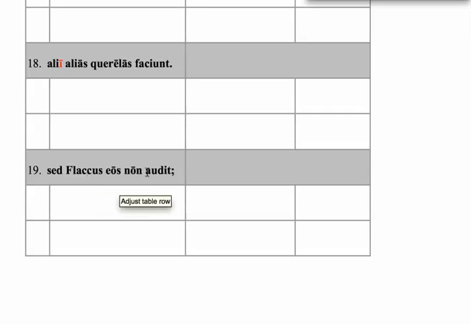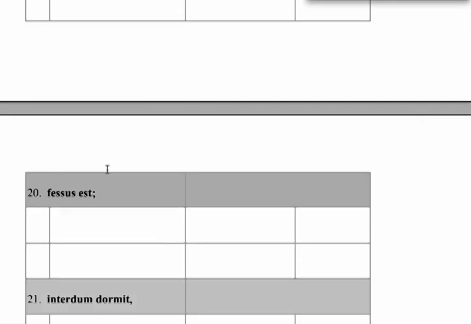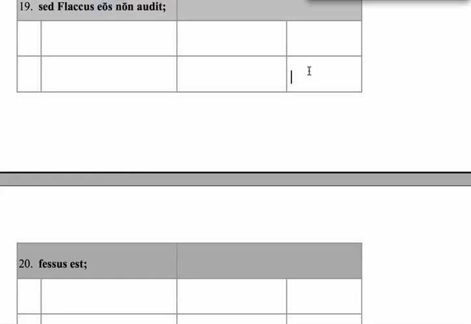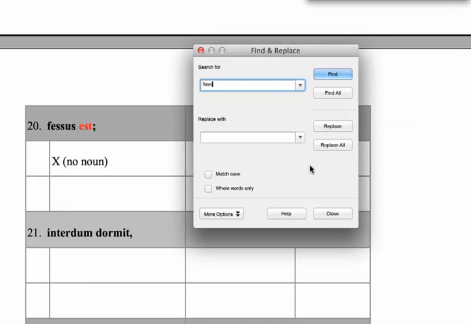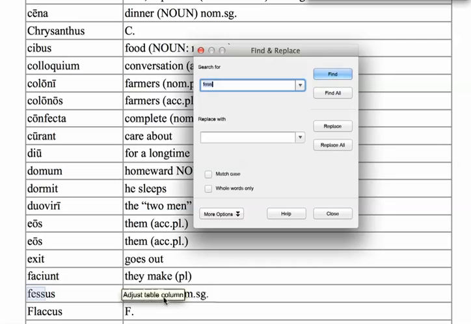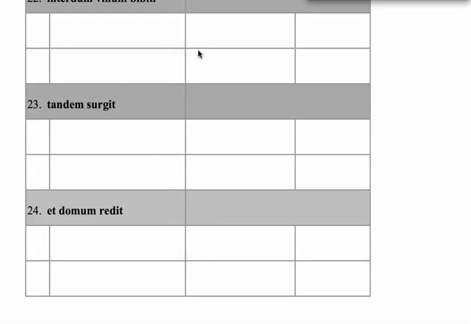Flaccus, by now you know, is the subject form. Audit is the verb. Eos goes in the right-hand box. It means them, plural. Thesos est, just like we had up above, the verb is est. There is no subject, that is, there's no noun in this sentence. So the adjective thesos goes here. Again, you can check if thesos is an adjective or not by just checking in the vocabulary where I have told you as much. Adjective, nominative, singular. Singular because Flaccus is singular.